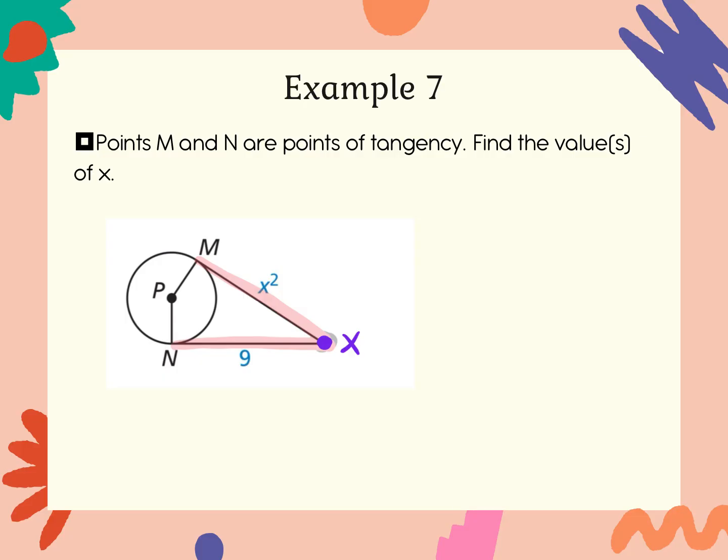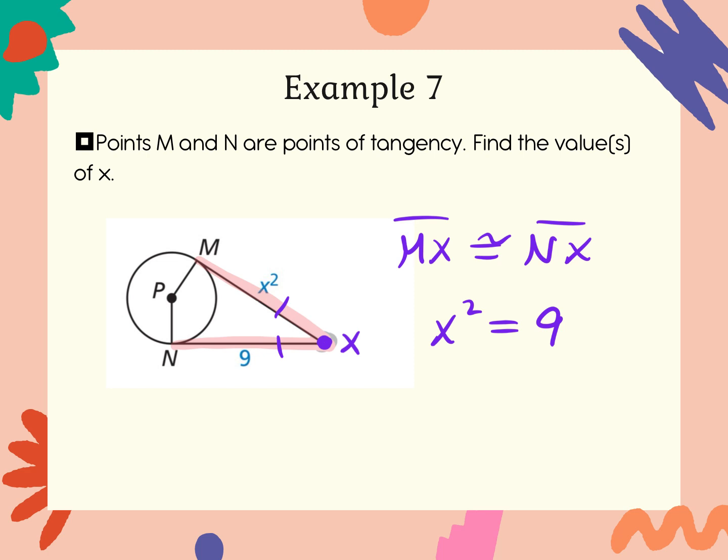I can say that if I add a variable there as an x, I can state that mx is going to be congruent to nx, because we learned that theorem that stated when two tangent segments intersect at the same common external point, those two tangent segments will be congruent. So in order to find the value of x, I'm going to set x squared equal to 9.